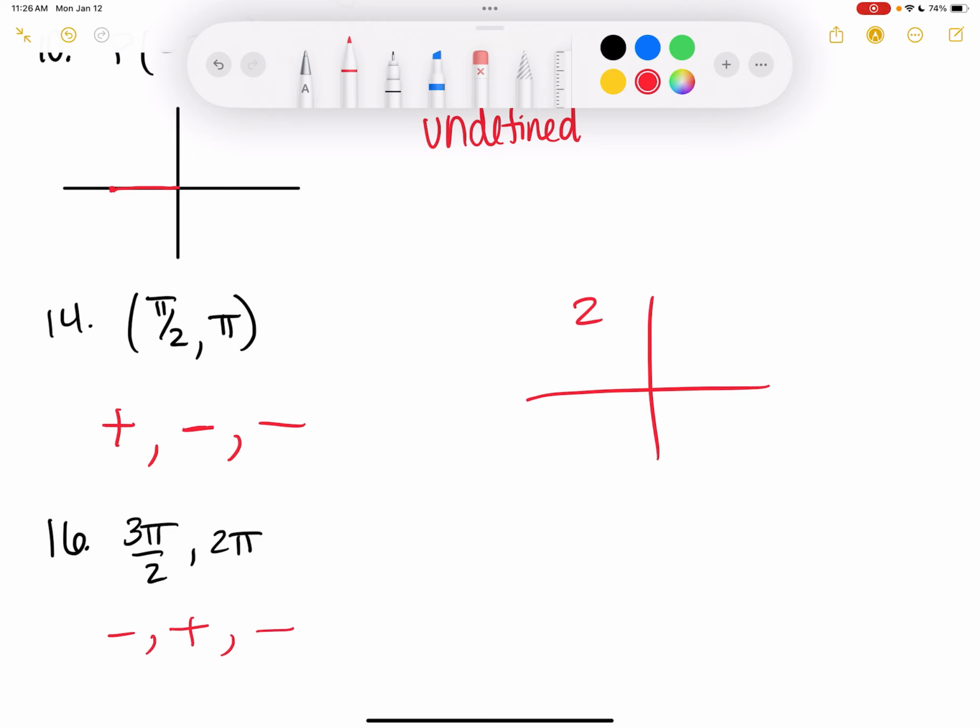How do we know what quadrant it's in? Is it because you tell us? Well, it's the unit circle. Right here is 3 pi over 2, and there's 2 pi, so it's quadrant 4.